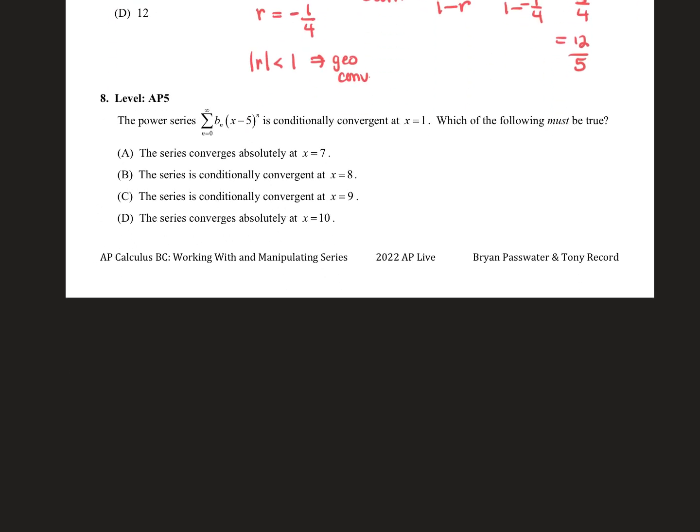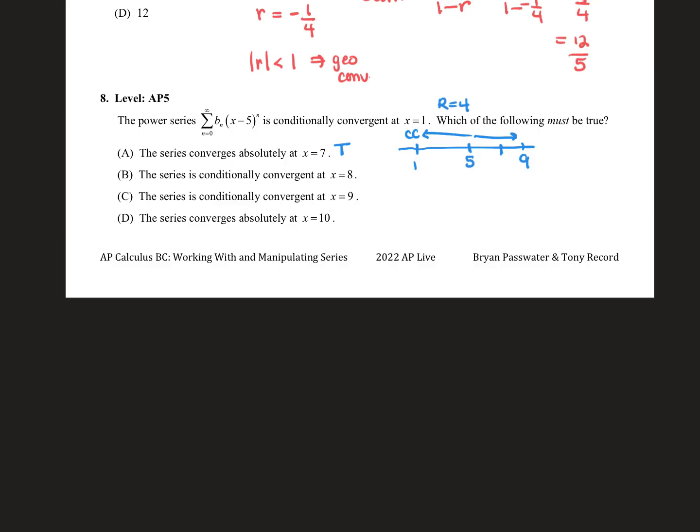So they've given us here that it is centered at 5, and we know we're conditionally convergent at 1, which means our radius of convergence is 4, which means I can go 4 this direction, so 9. So the series converges absolutely at 7. Well, that's between those two, so I think this is absolutely true.